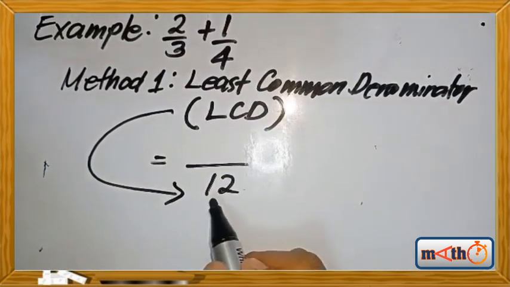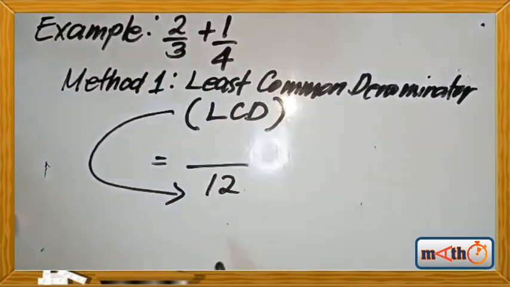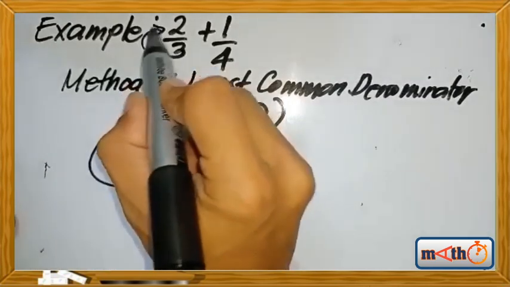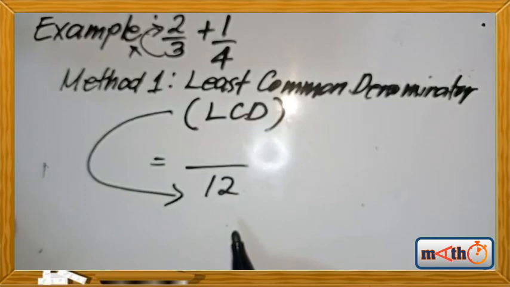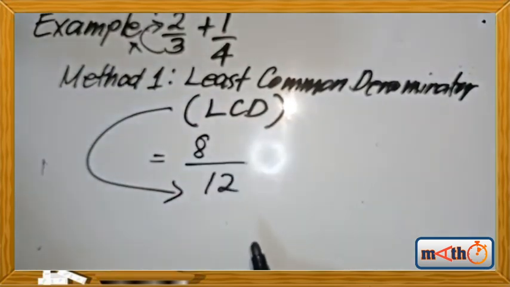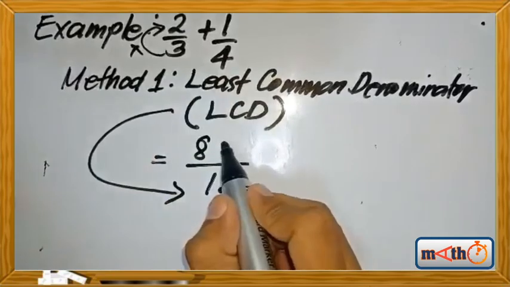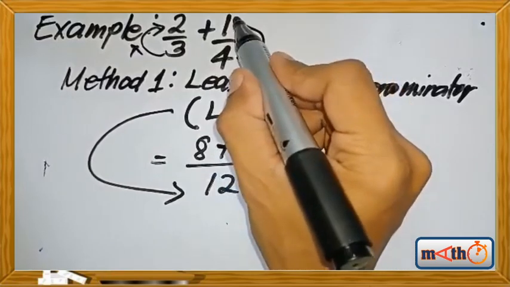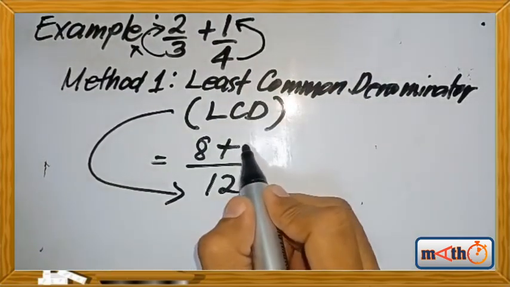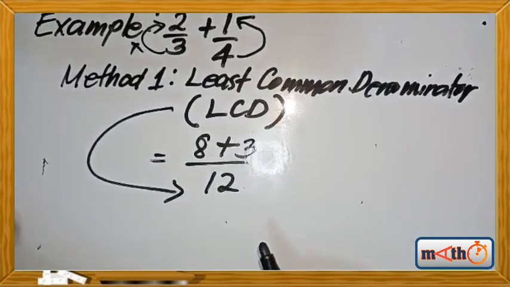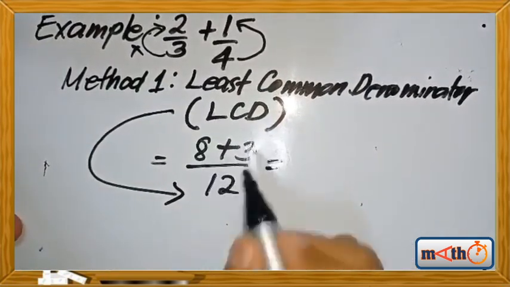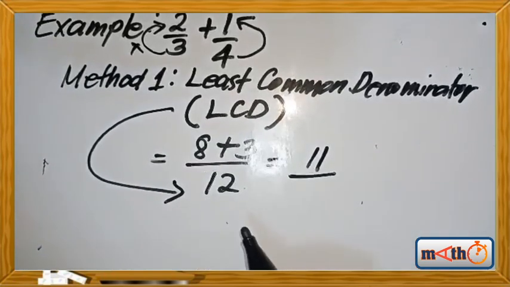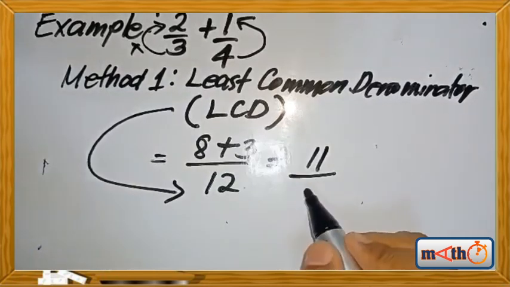So what we need to do is to divide this LCD by our given denominators. So 12 divided by 3, that is equal to 4, times 2, that is equal to 8. So write 8, then copy the operation, then 12 divided by 4, that is equal to 3, times 1, that is equal to 3. Then add 8 plus 3, that is equal to 11. And then copy the denominator 12.